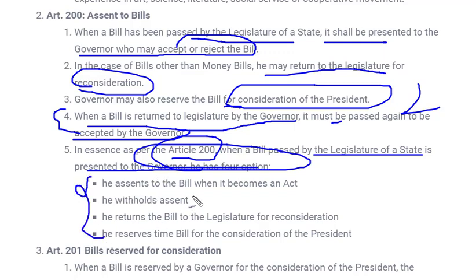What are the options? I'm revising again because I've been telling this again and again. If he gives his assent, it becomes a bill. Very simple. He withholds the assent. Withhold means cancel. He will not give any reply to the bill. It will be cancelled and it won't become an act. This is the second option.